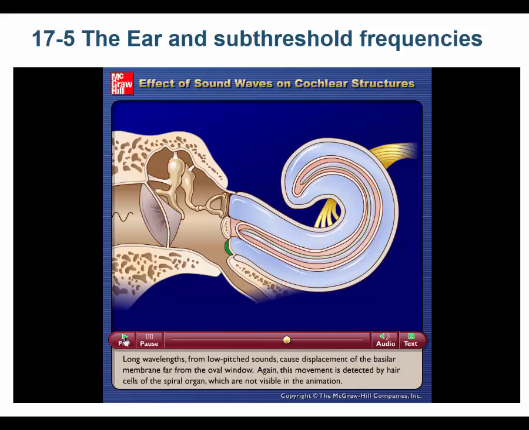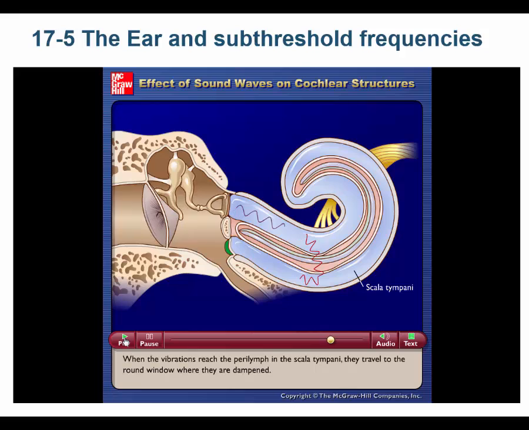Long wavelengths from low-pitched sounds cause displacement of the basilar membrane far from the oval window. Again, this movement is detected by hair cells of the spiral organ, which are not visible in the animation. When the vibrations reach the perilymph in the scala tympani, they travel to the round window where they are dampened.